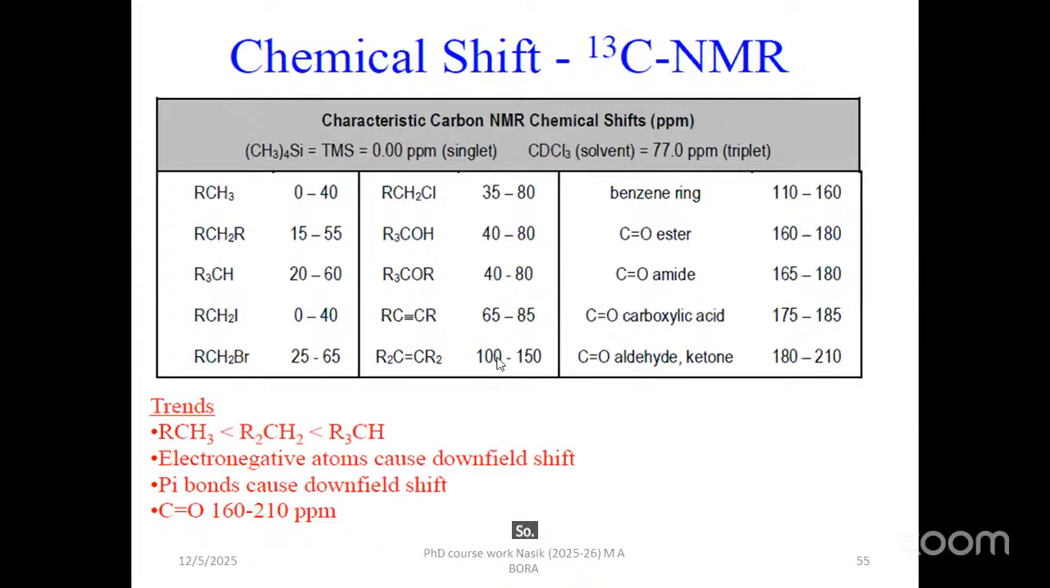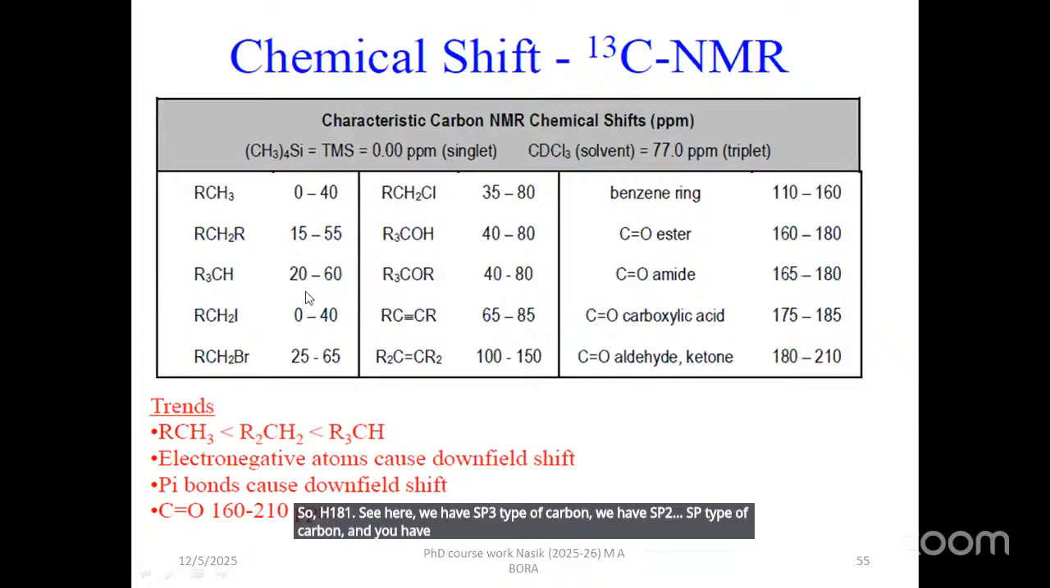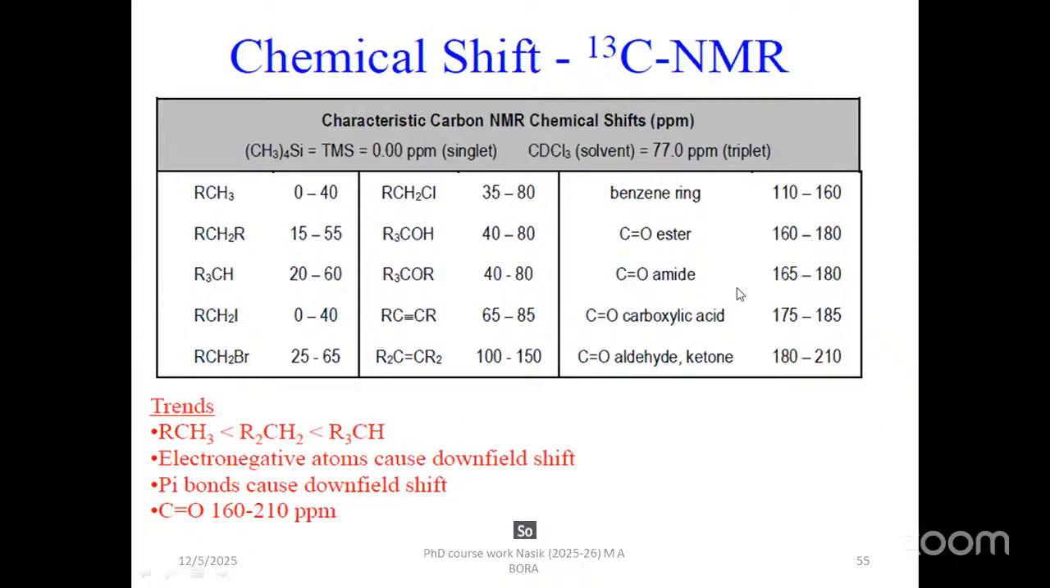See here, we have sp3 type of carbon, sp type of carbon and sp2 type of carbon. So this is how roughly the chemical shift changes up to 210. The most deshielded is ketone or aldehyde carbon. Then we have carboxylic acid, amide, esters, and then all these are sp2 carbon with heteroatoms. Then you have benzene ring carbons from 110 to 160. Then you have olefinic carbons 100 to 150. Alkyne 65 to 85.